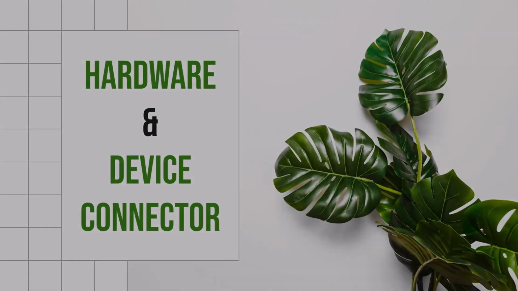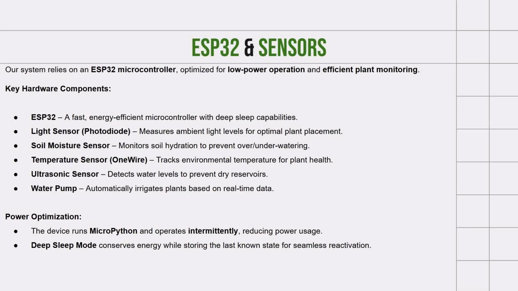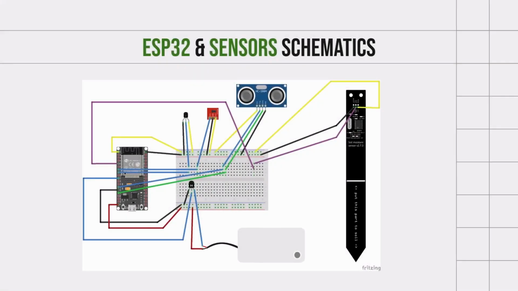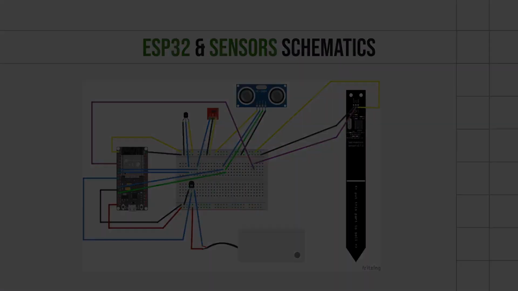Hardware and device connector. We use ESP32 and different sensors in the system. We use ESP32 because it's a very low-power, efficient microcontroller. We use different sensors such as a light sensor, photodiode, soil moisture sensor, temperature sensor, and an ultrasonic sensor that serves to detect if the water level is lower than a certain level, so we can notify the user in order to prevent dry reservoirs and protect the water pump. Here you can see a schematic of the sensors and ESP32 that I just explained.